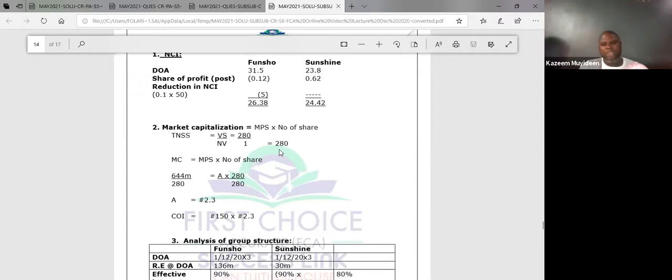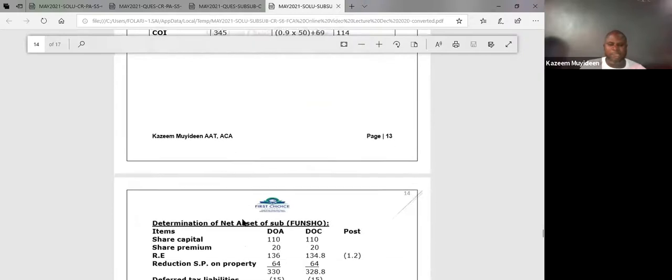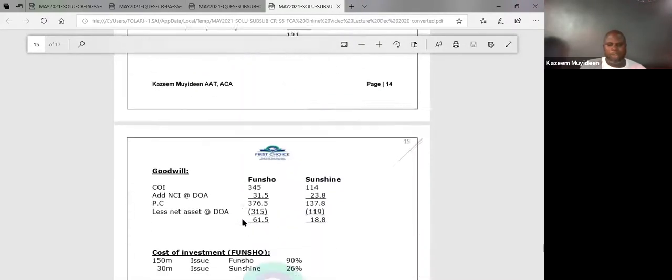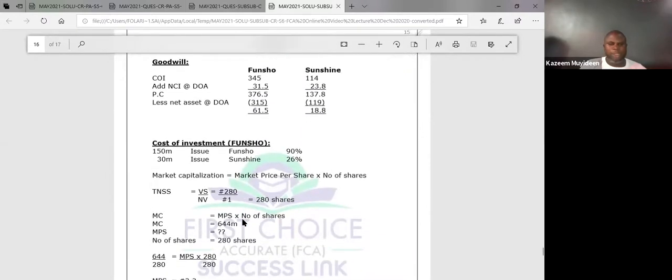What is the number of shares? 280. Can I get the market price per share? Yes, 2.3. Cost of investment, 150 times 2.3. What is the nominal value of the equity shares? This is it, 280. MC is market price per share times number of shares.